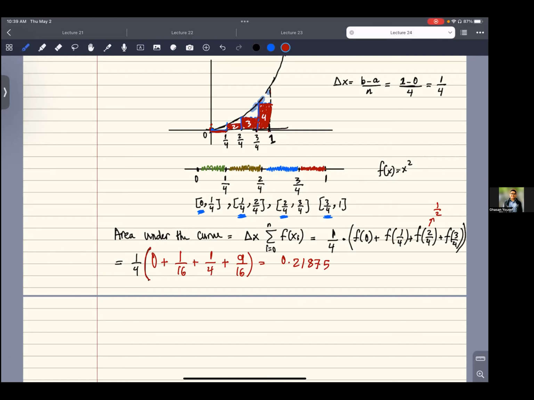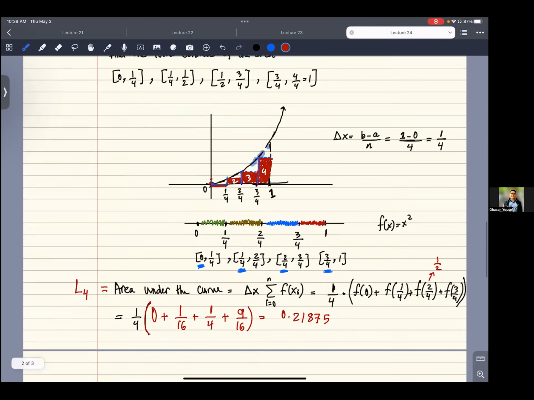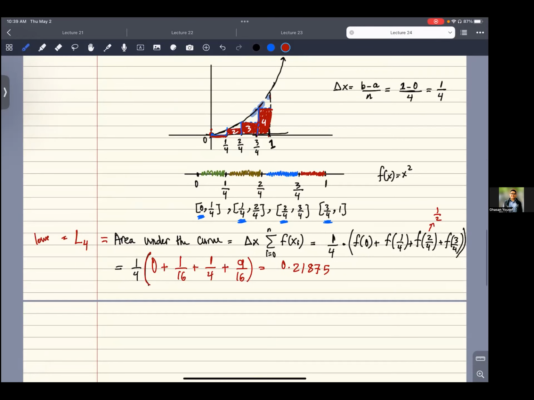Okay, so the area by using this one, I'm going to call L4. L4 means the lower estimate. And I'm going to call this one R4. R4 means the upper estimate. So actually I can say now the area is between the lower estimate, L4, and the upper estimate, R4.